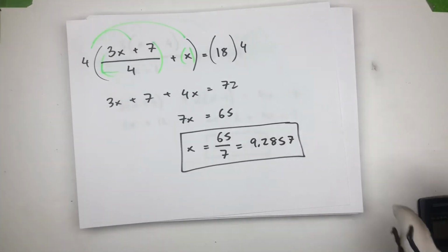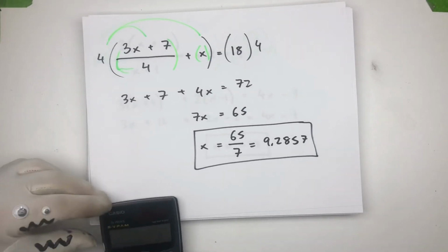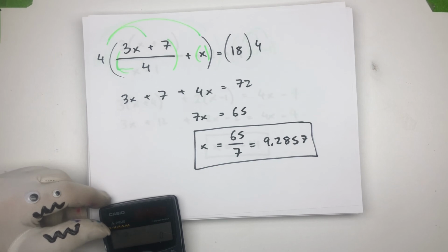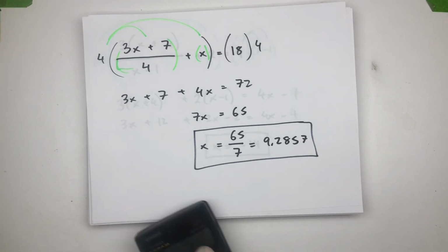When you get a decimal place like this, you might just want to try the number here. Or you just have to round it. So 3 times 9.2857. Okay, so 3 times answer plus 7, divided by 4 plus 9.2857 equals 18. And 17.99999 is close enough.